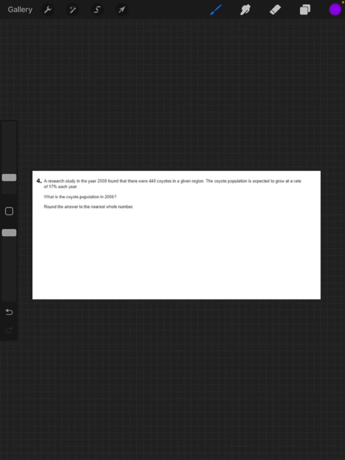A research study in the year 2000 found that there were 440 coyotes in a given region. The coyote population is expected to grow at a rate of 17% each year. What is the coyote population in 2006?